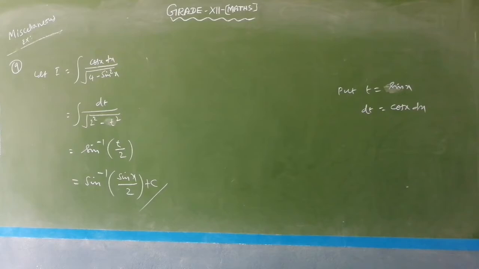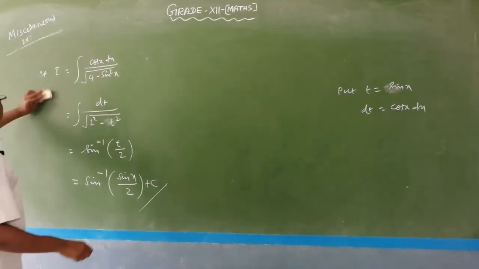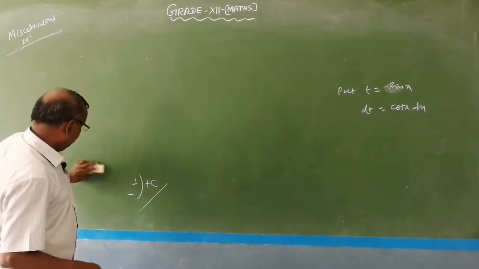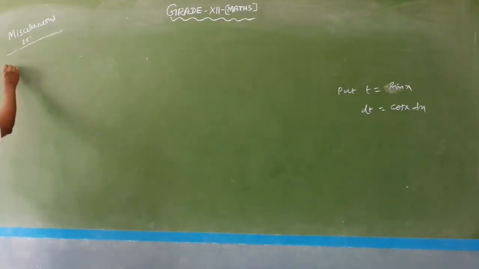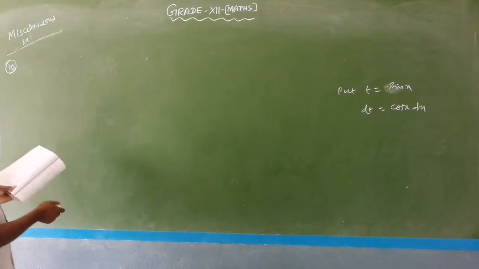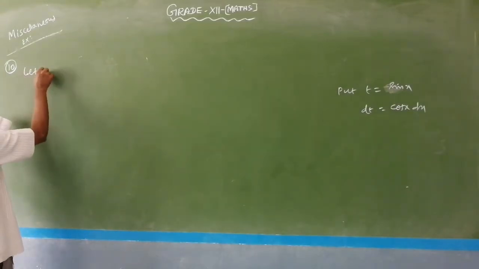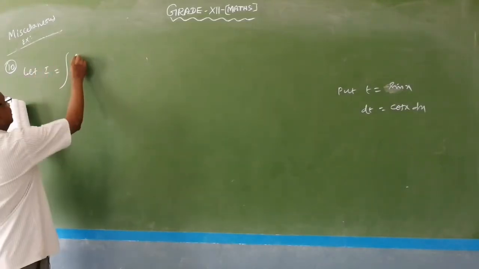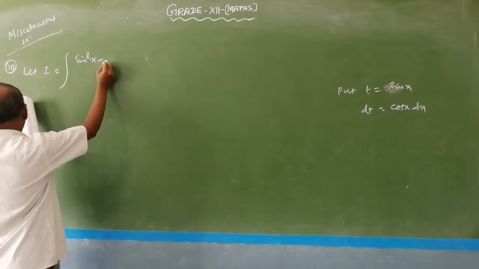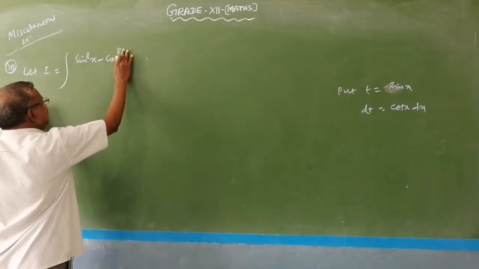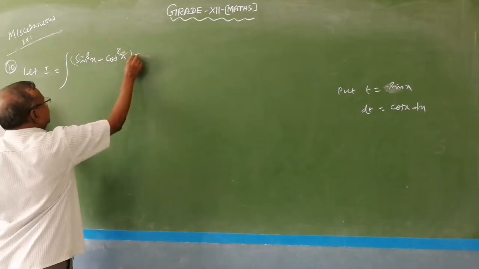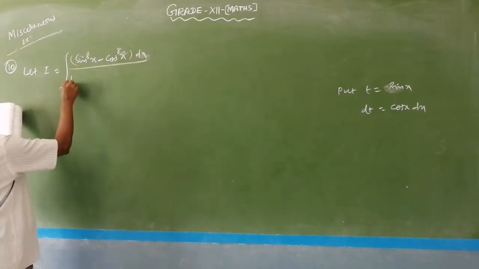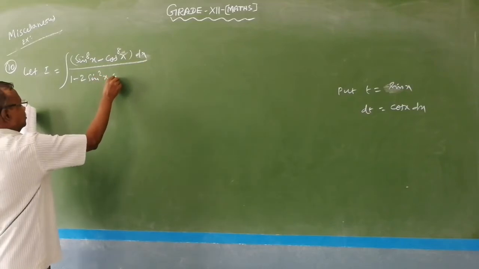And the next one is question number 10. In this question number 10, we are given the integral; assume this as I, integral sin power 8x minus cos power 8x into dx divided by 1 minus 2 sin square x cos square x.